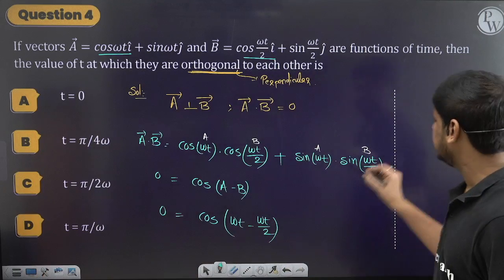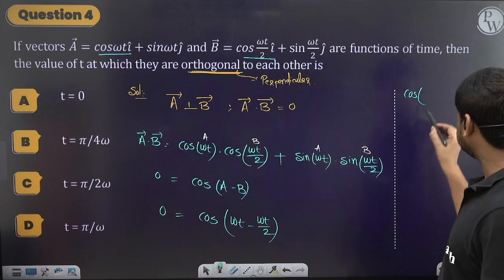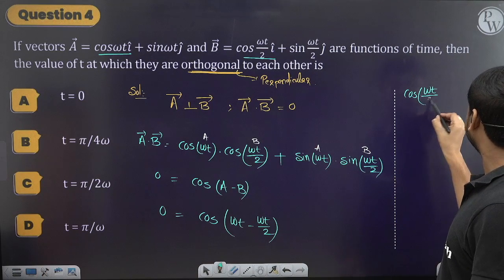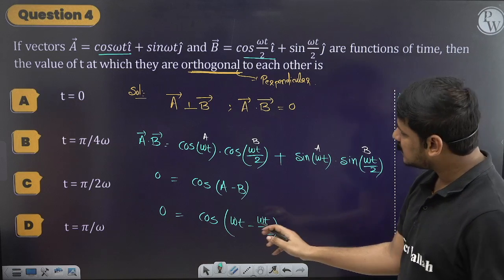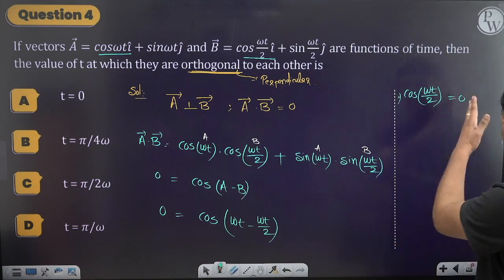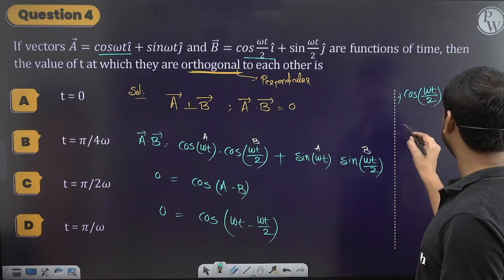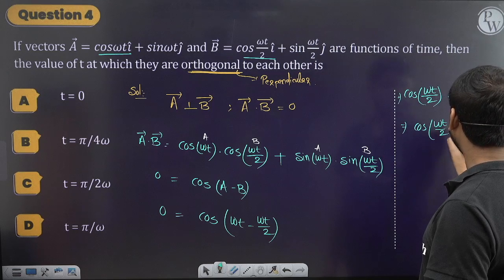So I can write, cos of omega t minus omega t by 2 is equal to 0, which is nothing but cos of omega t by 2 is equal to 0. So then, cos of which angle is 0?